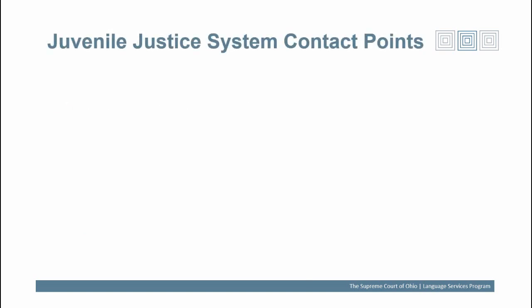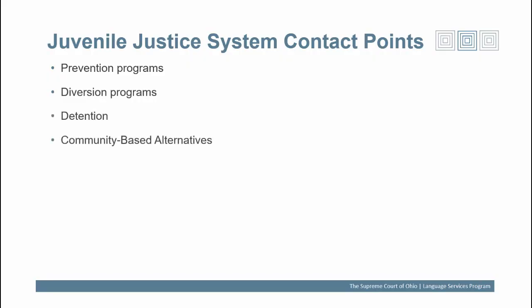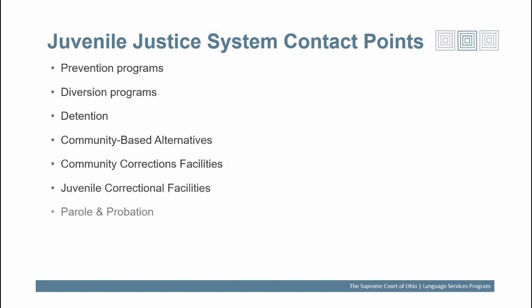There are several juvenile system contact points where minors can engage with the system. In Ohio, the system contact points that offer different services according to the Ohio Juvenile Justice Alliance are prevention programs, diversion programs, detention, community-based alternatives, community corrections facilities, juvenile correctional facilities, parole and probation, re-entry, and even the adult system. For more information, you can go directly to their website and research their fact sheets.